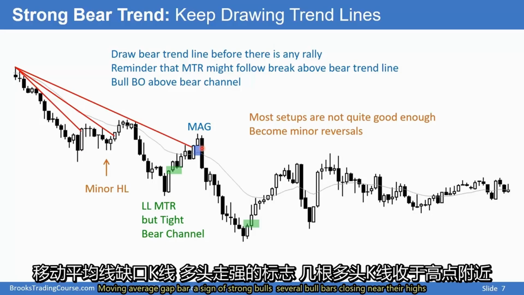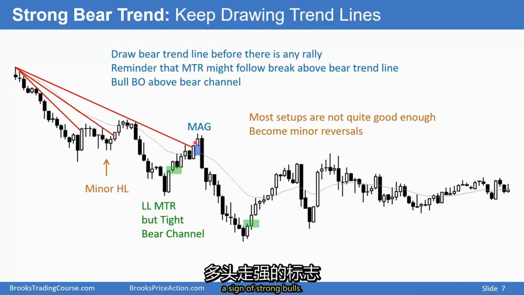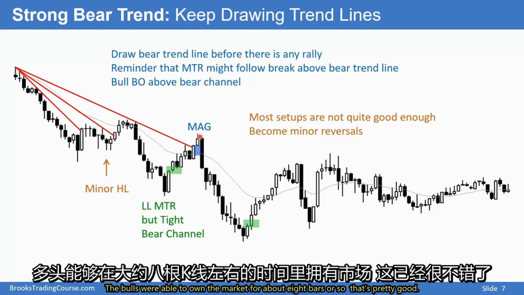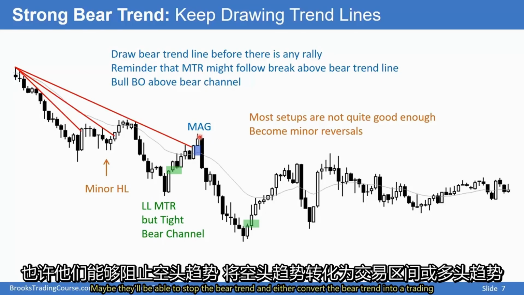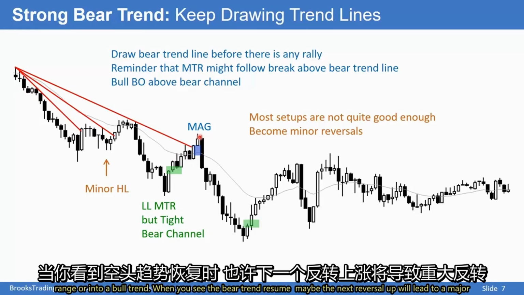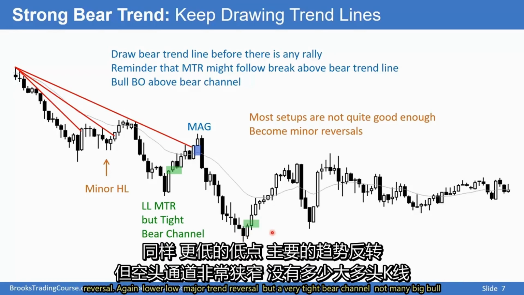Moving average gap bar, a sign of strong bulls. Several bull bars closing near their highs, a sign of strong bulls. The bulls were able to own the market for about 8 bars or so. That's pretty good. Maybe they'll be able to stop the bear trend and either convert the bear trend into a trading range or into a bull trend. When you see the bear trend resume, maybe the next reversal up will lead to a major reversal.